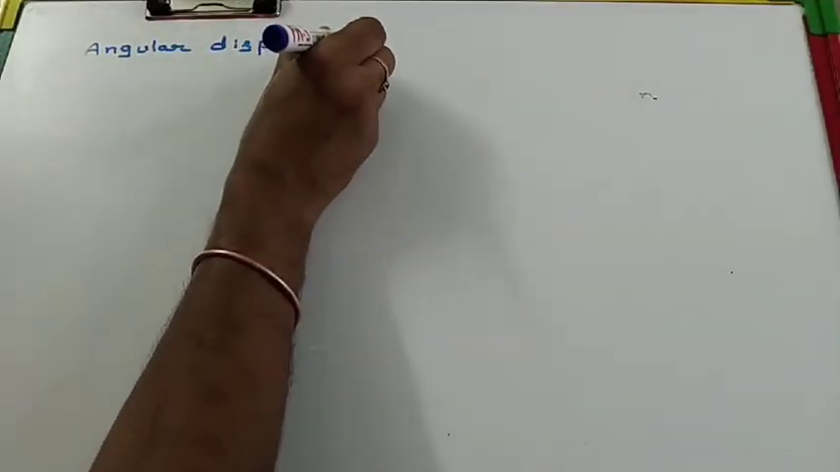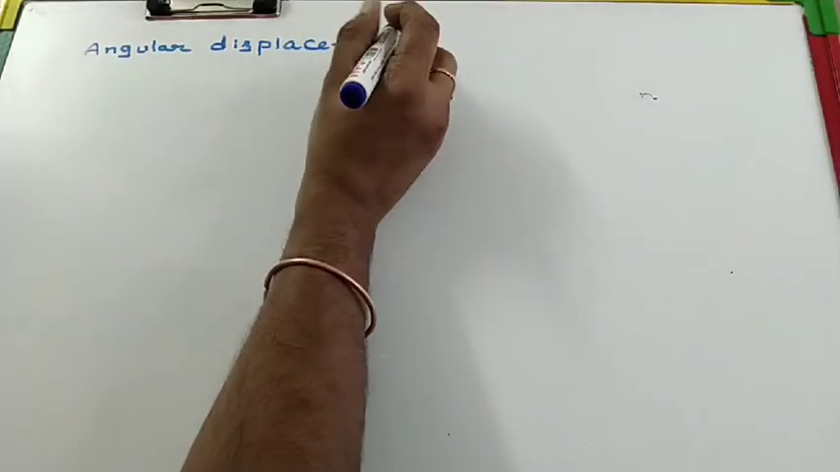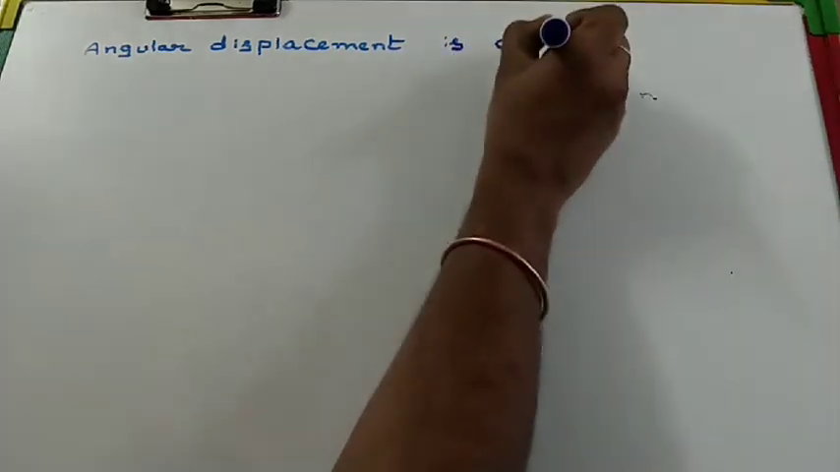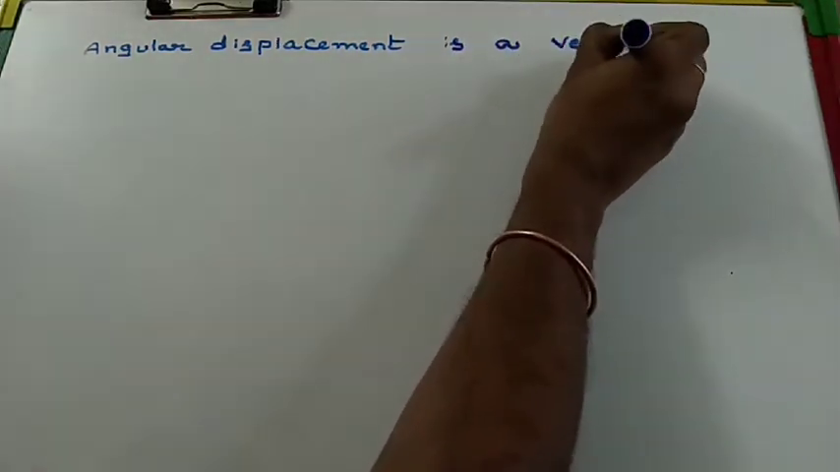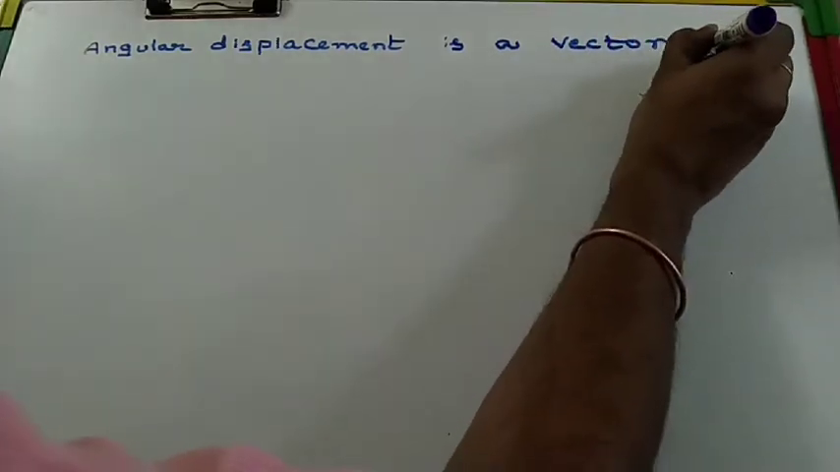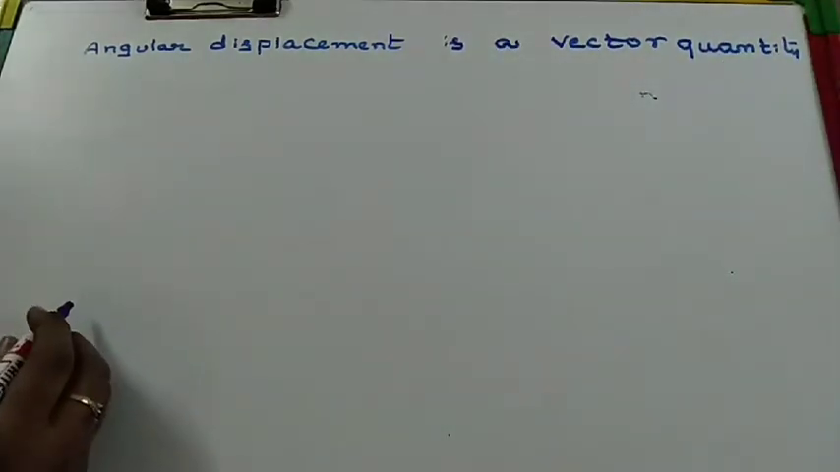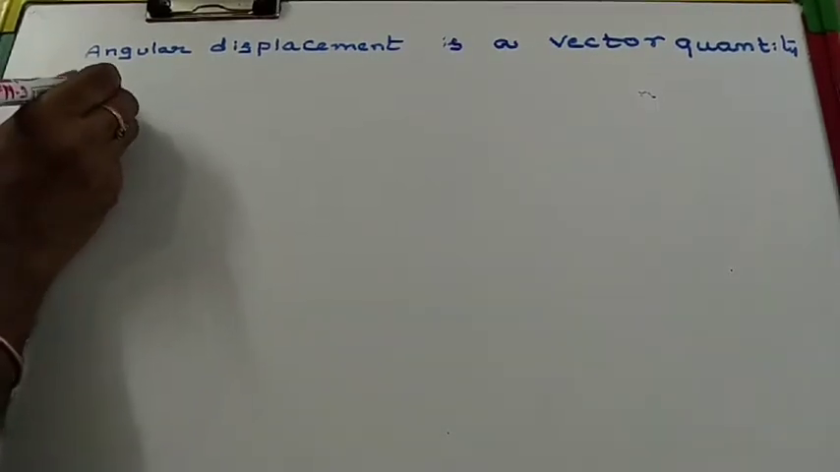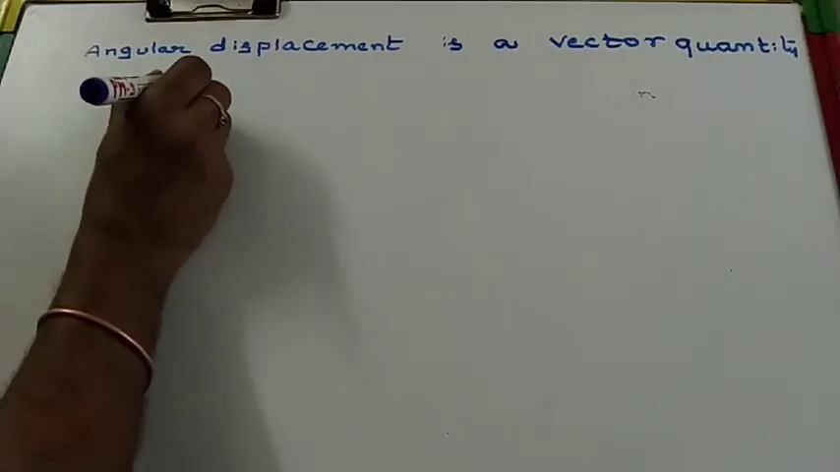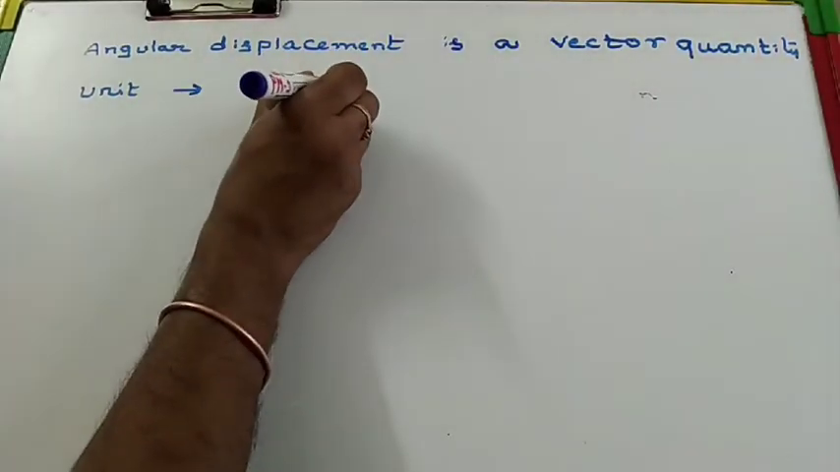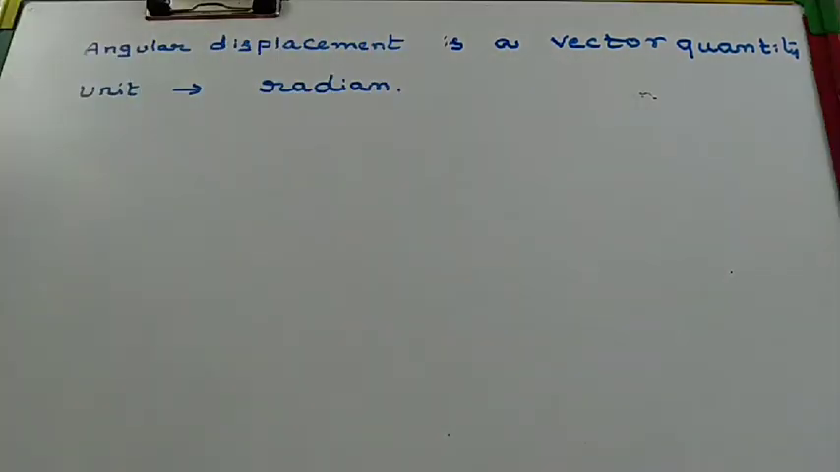Now angular displacement is a vector quantity. Now units. Its unit is radian.